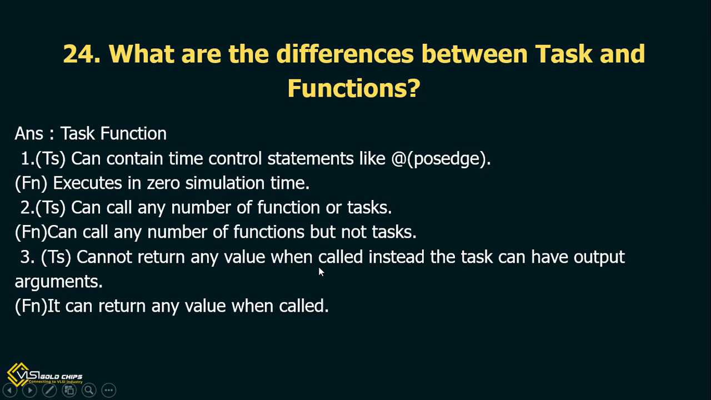A task cannot return any value when called. Instead, the task can have output arguments. A function can return a value when called. So these are the differences between the task and the function.